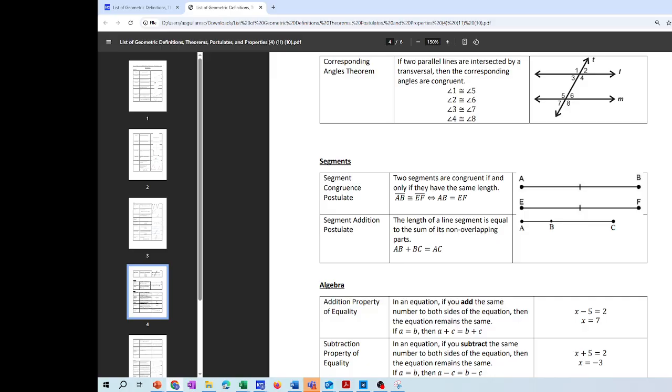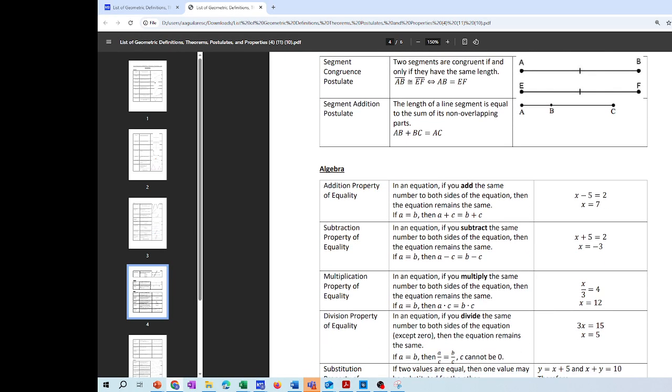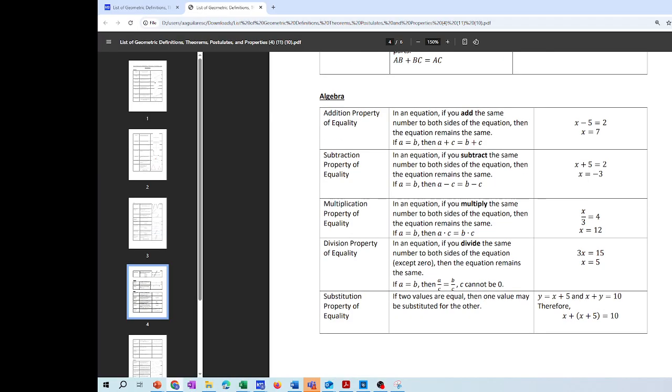Then we're also going to have the properties, the properties of equality. Addition: for example, to isolate x, you add plus 5 on both sides to get 7. Subtraction property of equality: you subtract the number on both sides. So to isolate x, you subtract 5 on both sides, so you get -3.